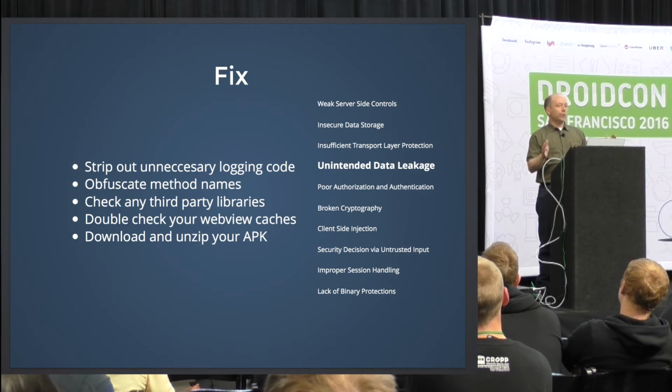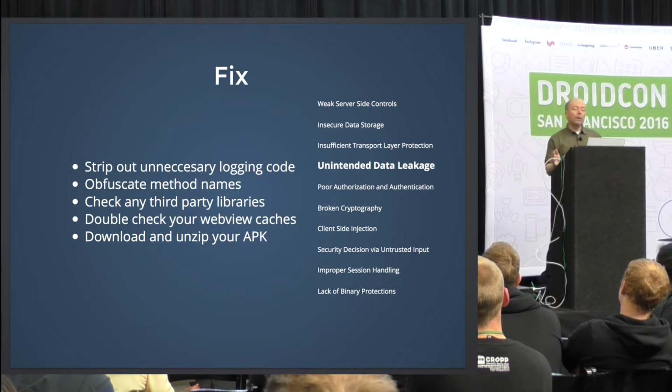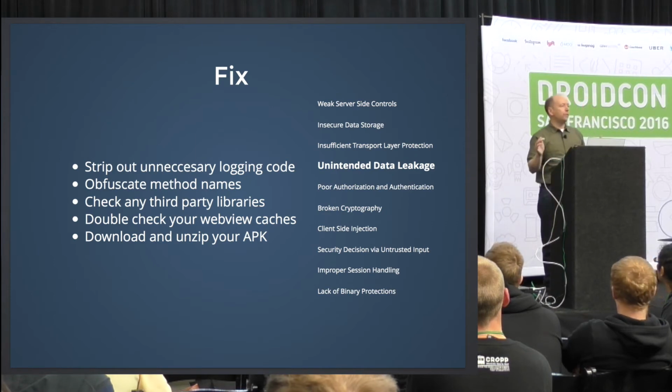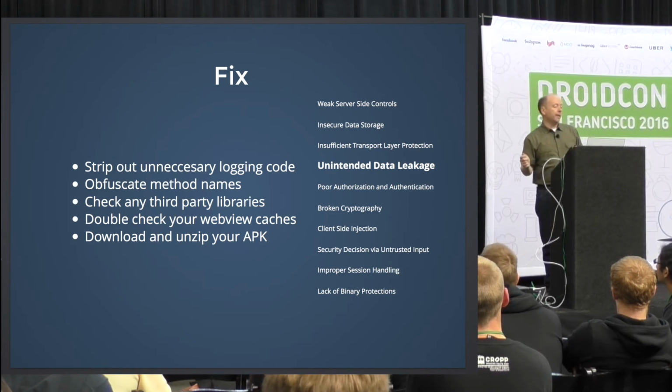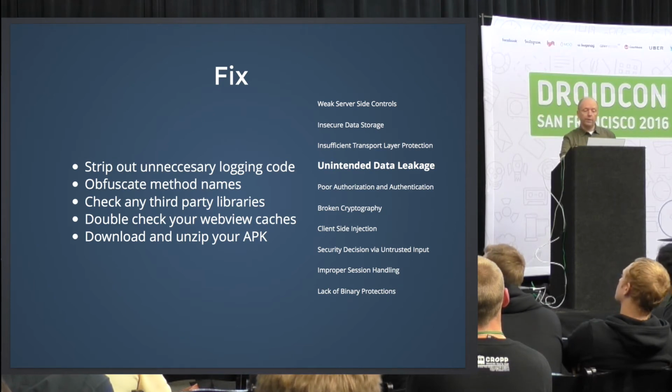One of them was really good at finding information in web views. I hadn't really paid much attention to web views. I thought the cache just disappeared after a while, but you'd be surprised how long they hang around. We found credit card numbers, we found CVVs in there. Be careful about what you're putting in your web caches, and make sure that you delete the information immediately after you need it. And as I said, download and unzip your APK so that you can find out what's really in your APK.